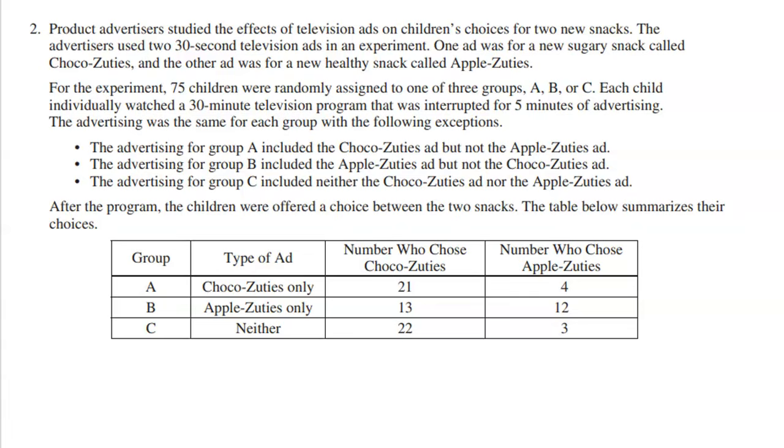So Group A had the Cocoa Zooties ad, Group B, the Apple Zooties ad, Group C, neither. After the program, the children were offered a choice between the 2 snacks, and the table below summarizes their choices.